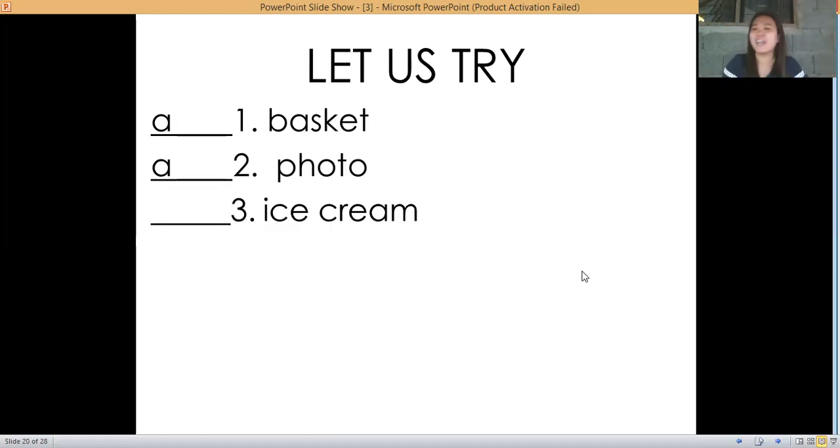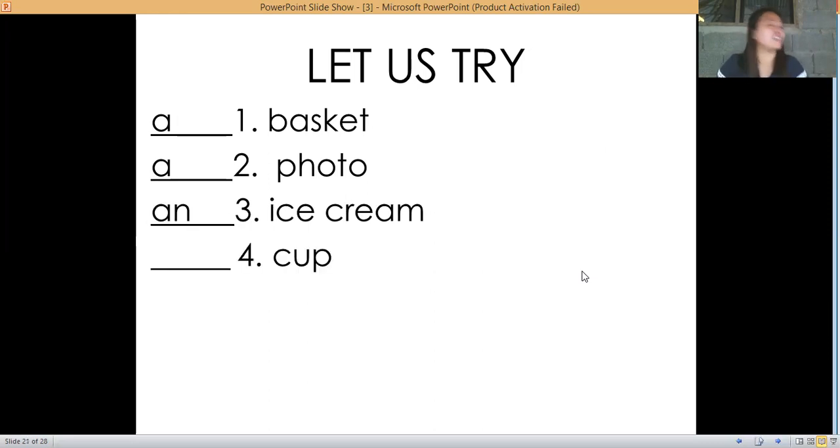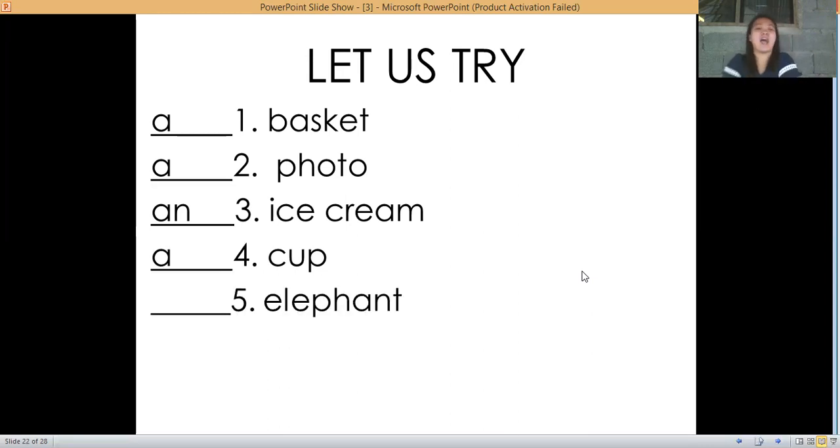Number 3, ice cream. Ice cream. Is it a or an? Ready? And say it. Correct. An ice cream. Number 4, cup. Cup. What is the correct answer? Is it a or an? Say it. Correct. It is a.